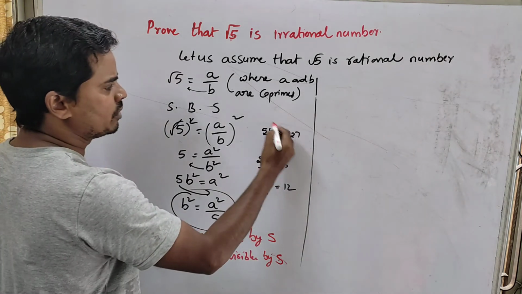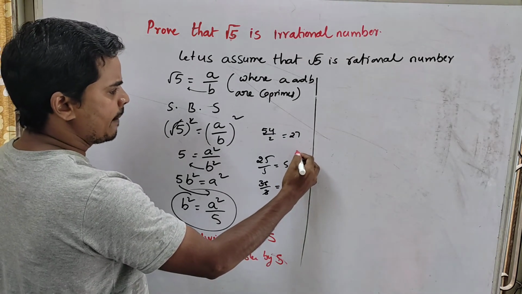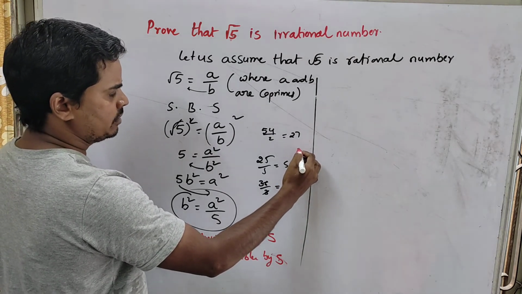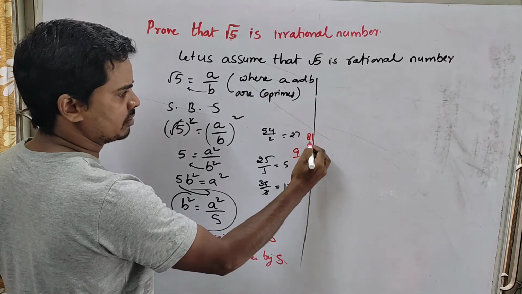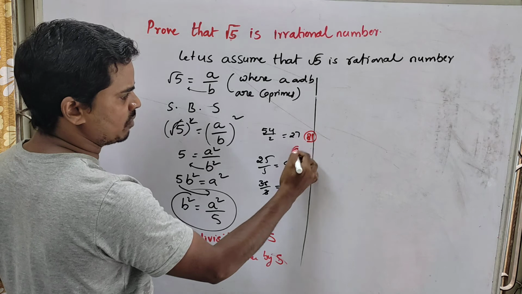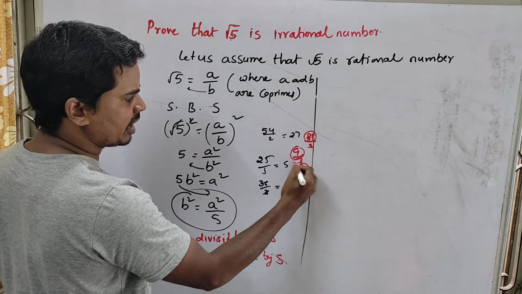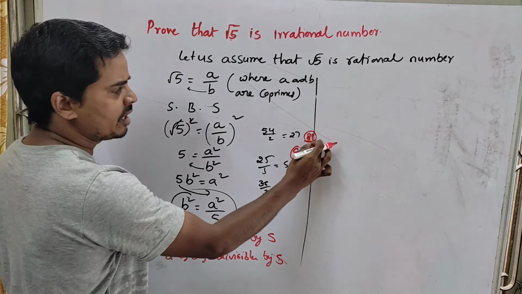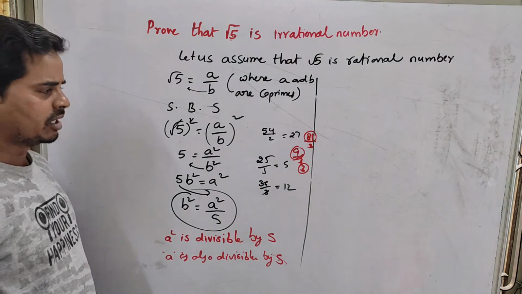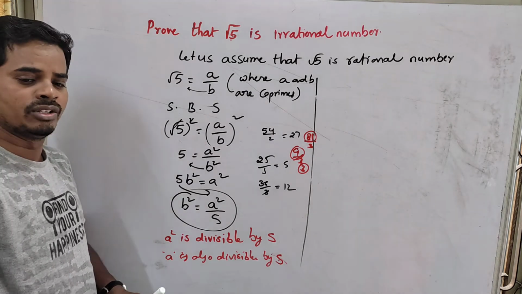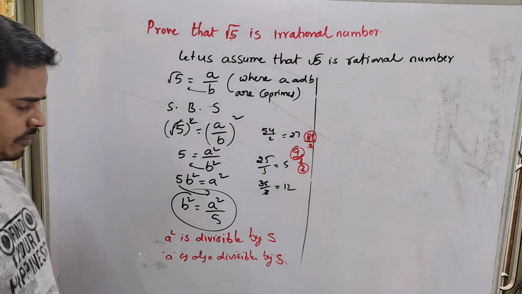I will give you one example for understanding these two lines. Suppose 9 square value is 81, and 9 and 81 both are divisible by 3. If 81 is divisible by 3, then 9 is also divisible by 3. Okay? So if a square is divisible by 5, then a is also divisible by 5.